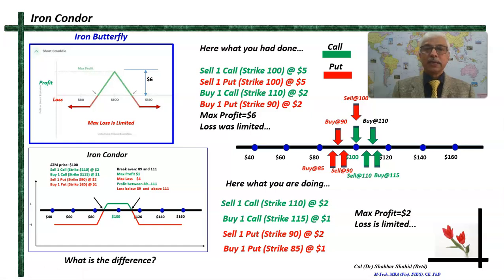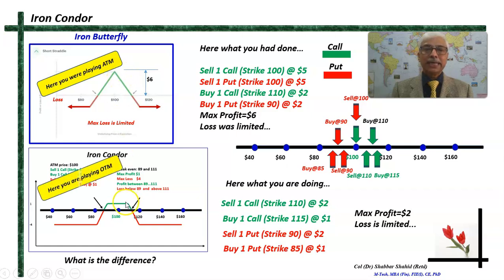Alright. Now, what have you done actually? You were playing at the money. All your game you were playing at the money. In this particular case, you are playing a little out of the money. So therefore, this profit zone has become a little wider but shorter. Your profit has reduced, but it has given you more flexibility, more safety.